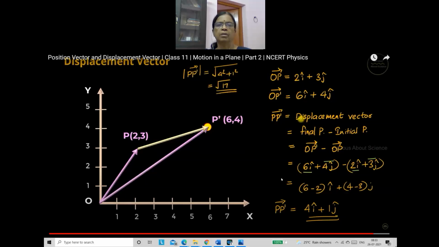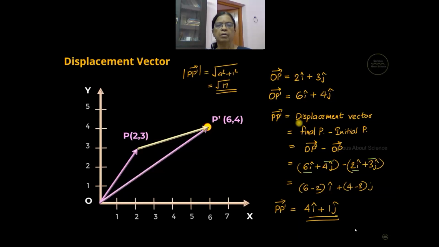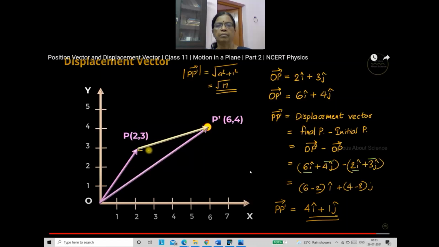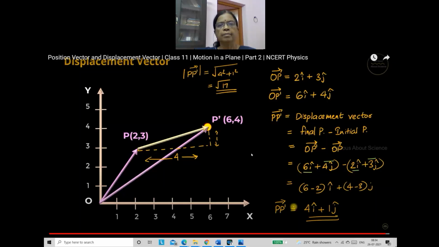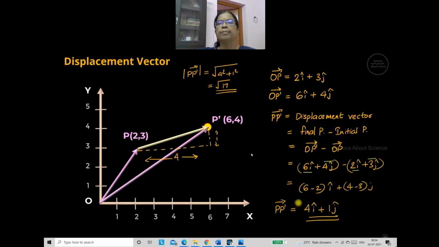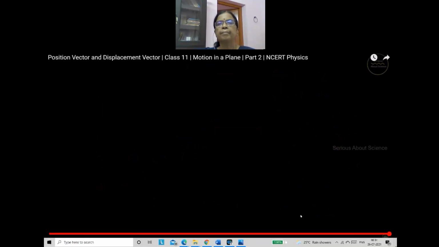This is how you find the displacement vector. Now this displacement vector actually means that this particle has moved 4 units along the x-axis and 1 unit along the y-axis. That is the actual meaning of the displacement vector. Again, I am repeating, by seeing a position vector or displacement vector in this form, we must be able to visualize how these vectors orient themselves in a coordinate system. Then only the study of vectors becomes more interesting and easier.